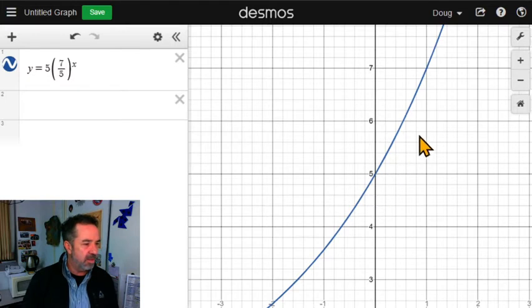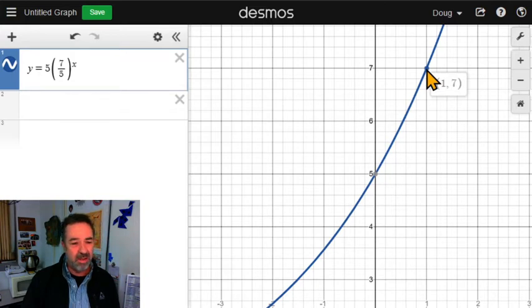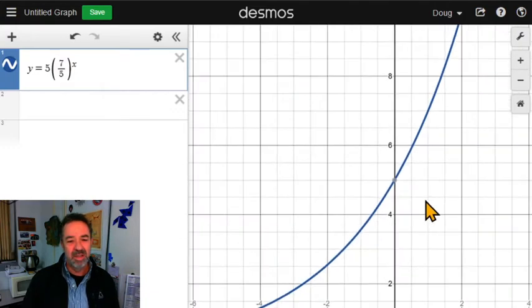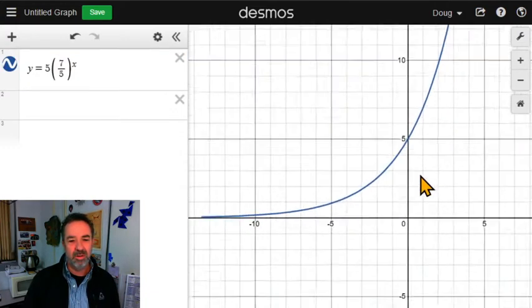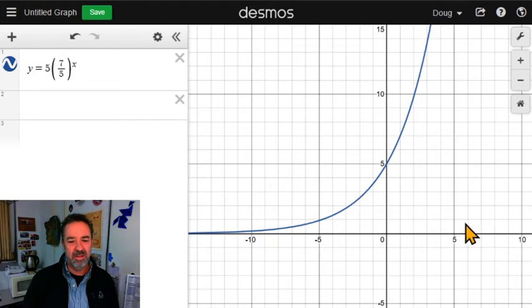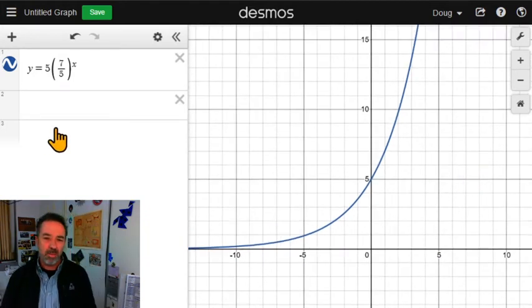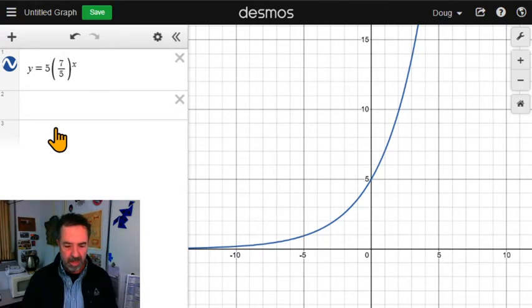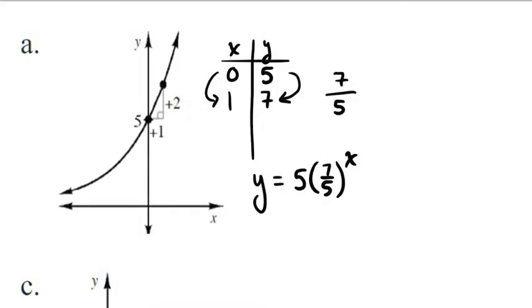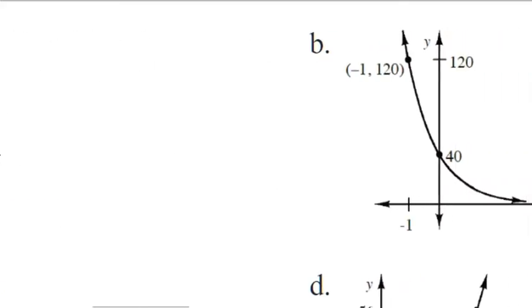But I can also see right here, when I'm entering 1, you can see that I'm hitting 7. So that is most definitely hitting those two values. So I have here this exponential curve where the x-axis is serving as an asymptote, and it's hitting the two values I know I'm supposed to hit. 0 should give me 5, and 1 should give me the number 7.